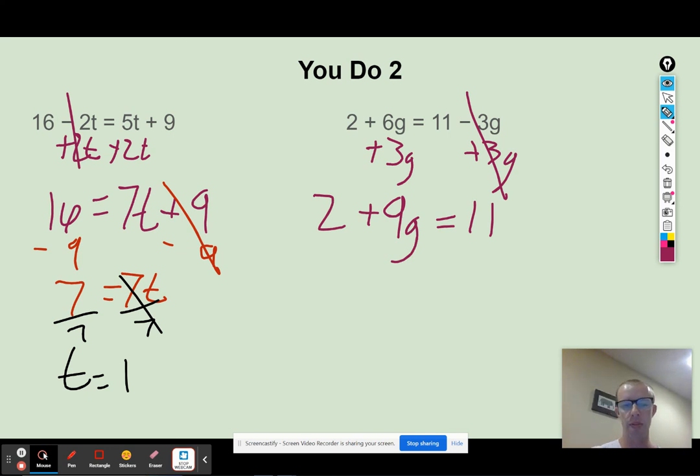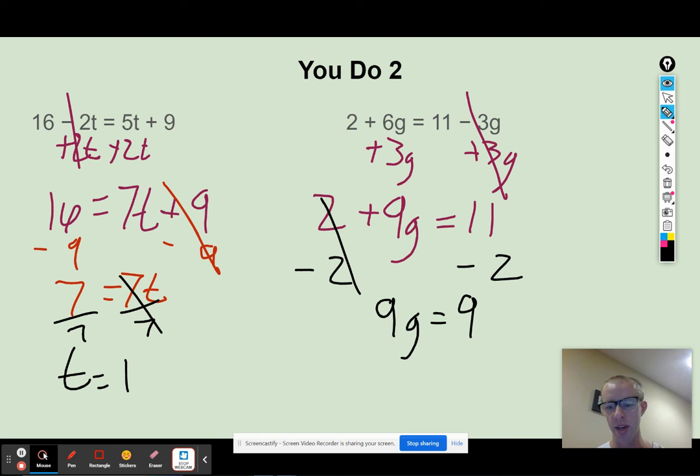I need to get rid of this positive 2 here. This is a positive 2. I had to get rid of a positive 2. To get rid of a positive 2, I subtract 2 from both sides. These cancel. Didn't use the 9g, so it drops straight down. 11 minus 2 is 9. 9g equals 9. It's saying 9 times what number gives me 9.